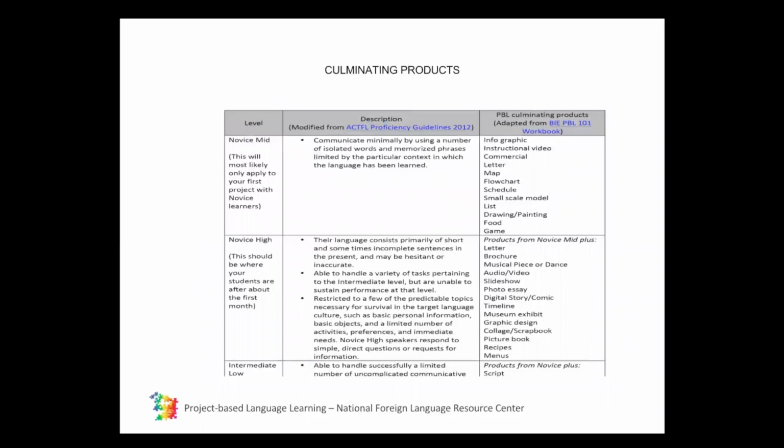It's also important to consider the proficiency level of your students. So this tool is also in the resources link we shared. A novice learner might make a list or draw a map, while an advanced learner might give a speech or write something like a blog post.